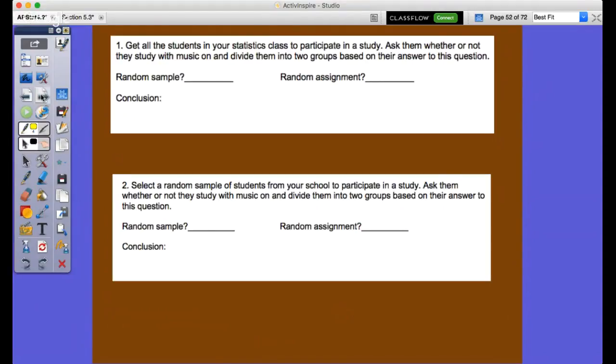Here we go. It says, get all the students in your stats class, all of them, to participate in a study. Ask them whether or not they study with music on, and divide them into 2 groups based on their answer to the question. Again, remember that the conclusion is already there: those that did listen to music would in fact have a higher GPA. We're assuming that for all 4 scenarios. If we had that same conclusion for all 4, the question is what inference can be made? This is really a good activity to pull everything together.